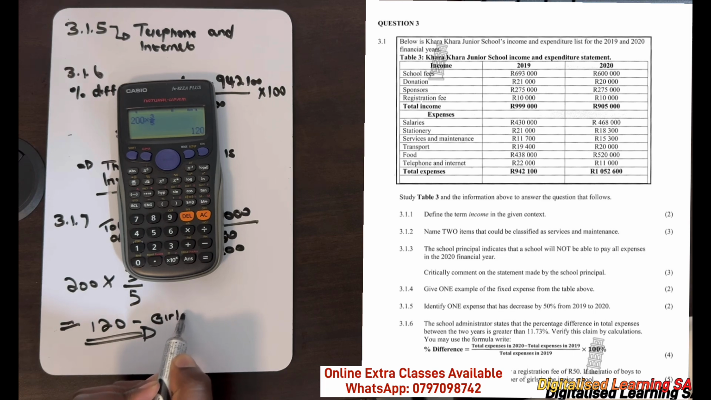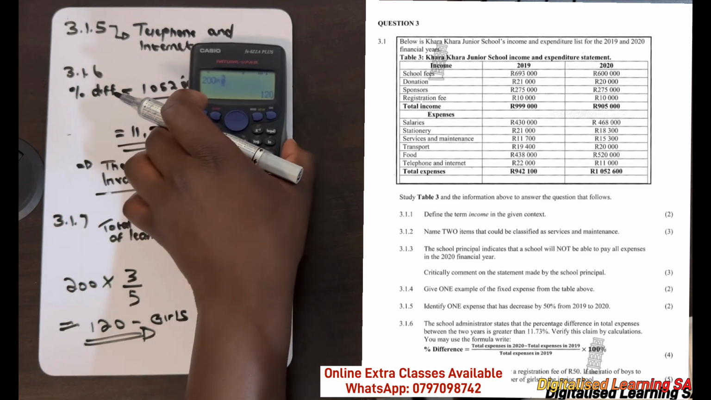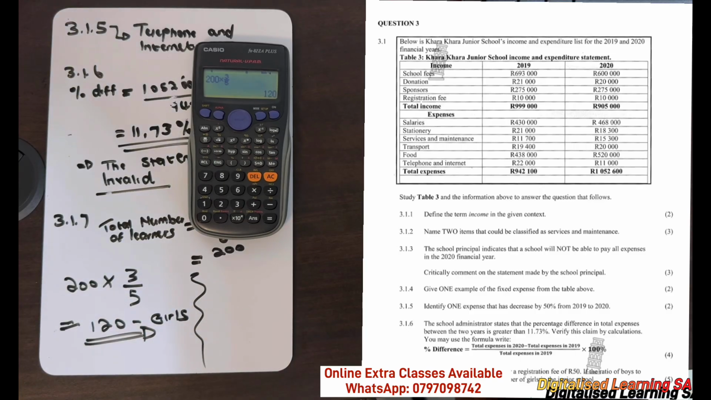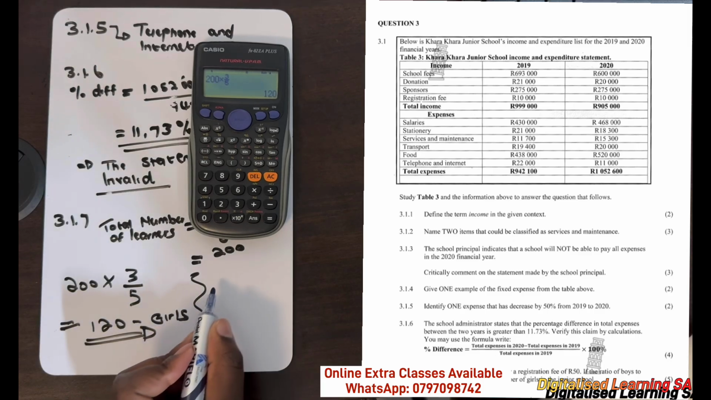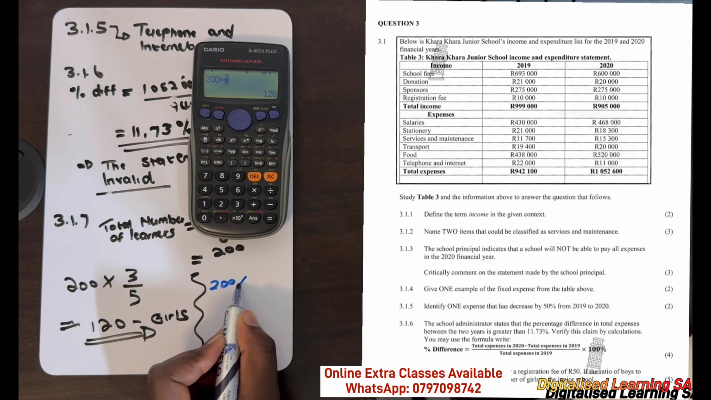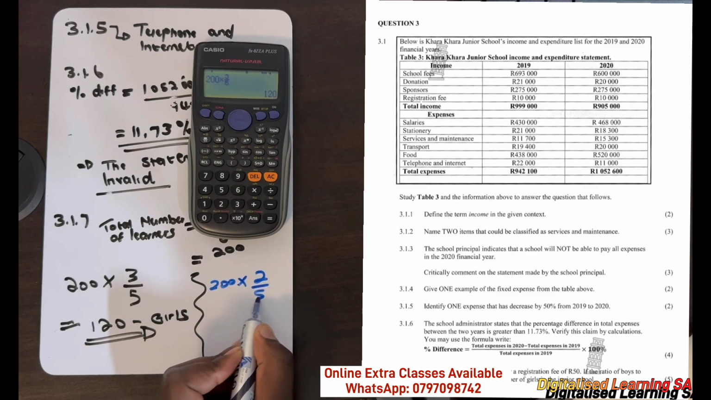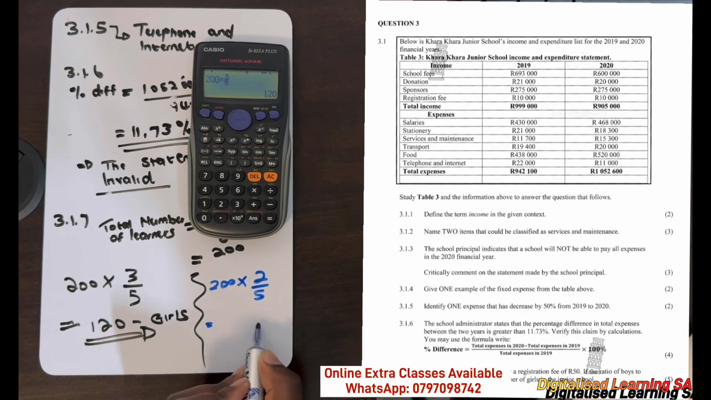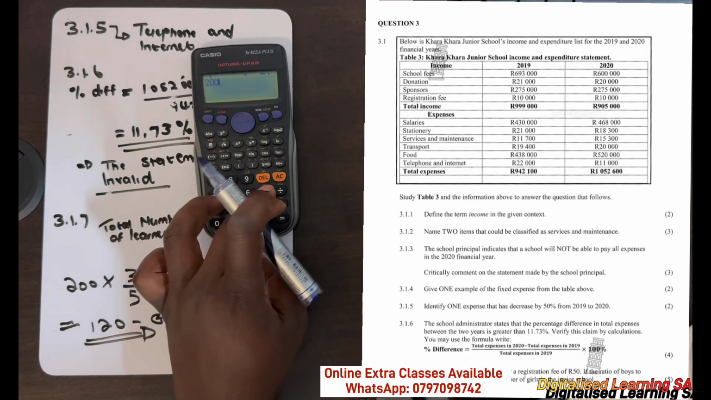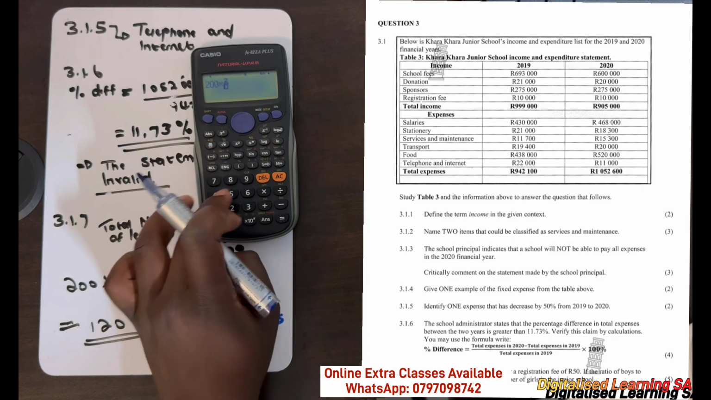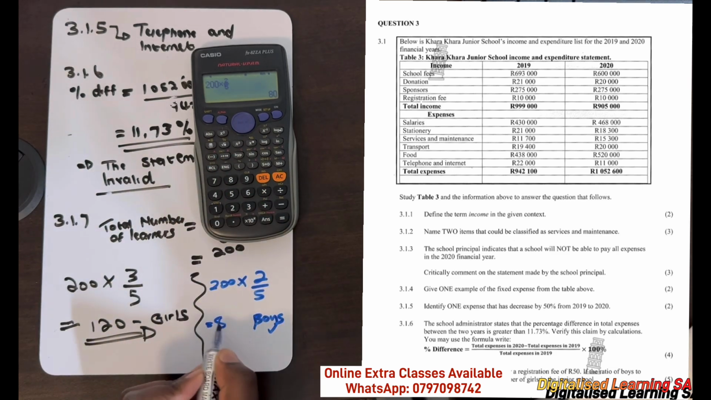And if we were asked to get the number of boys, we would do the same, but we would now take the ratio of boys, which is 2. So we would say 200 multiplied by 2 divided by 5, and our answer would be 80, meaning that the school has 80 boys.